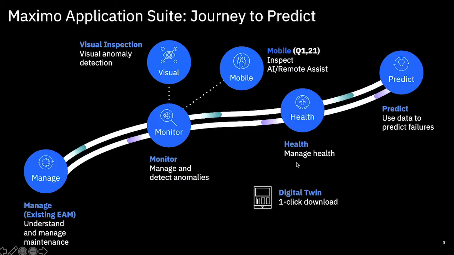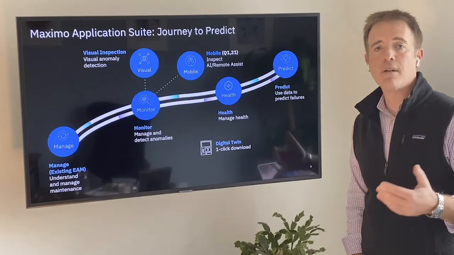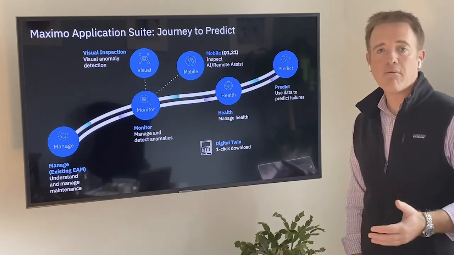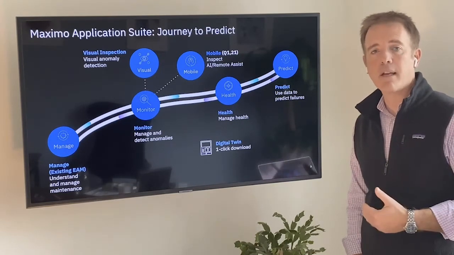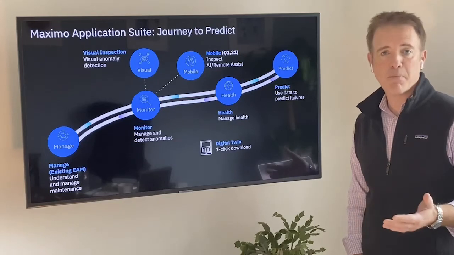Now, as more data and AI capabilities are added, like Monitor, the maintenance approach becomes more proactive. Health allows you to manage the health of your assets by using IoT data from asset sensors and other sources such as weather, asset records, and work history to increase asset availability and improve replacement planning.